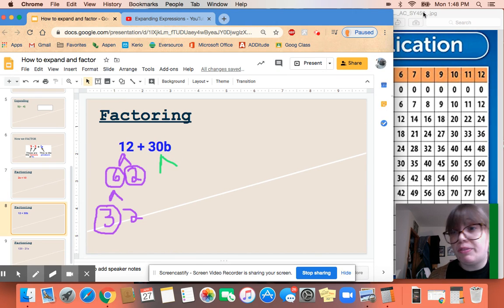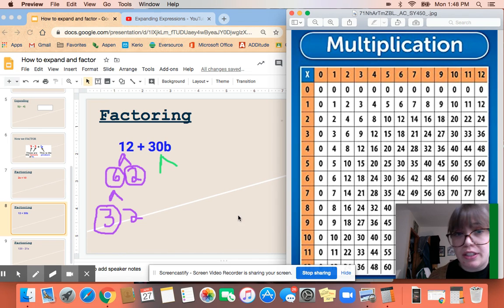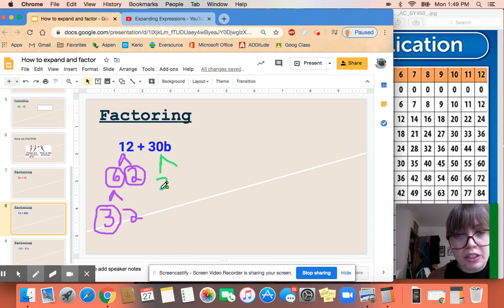You might already remember what makes 30. Lots of things. But if you're not sure, go ahead and look in your multiplication chart. No 30 here, no 30 here. Oh, 3 times 10. Let's do it. 3 times 10. Oh, look, I'm already noticing I have a common factor. I just have to be sure that's the biggest one.